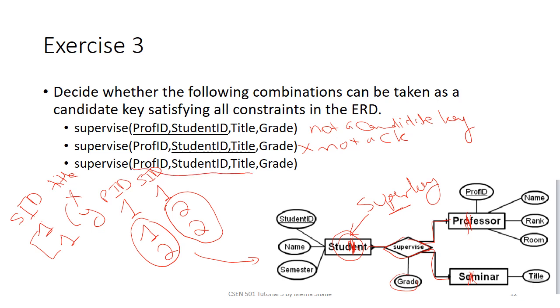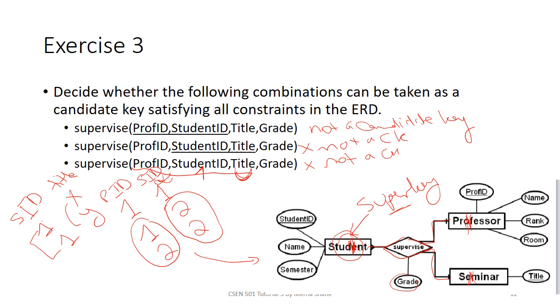The professor ID, student ID, and title together. Also, like the previous two cases, it's not a candidate key, so it cannot be a primary key of the table. What constraints does this violate? It actually violates all constraints, because in this case, one student can have different titles and different professors. And one title can be taught by different professors for different students, which is not stated here.